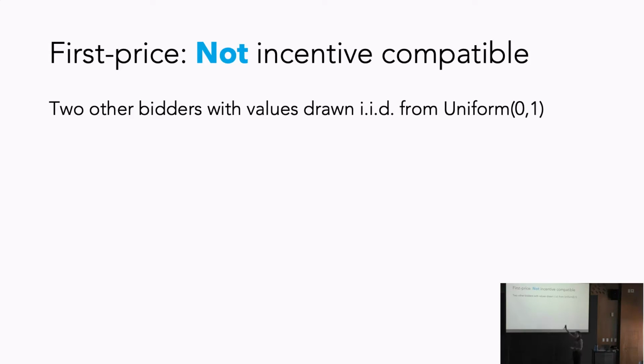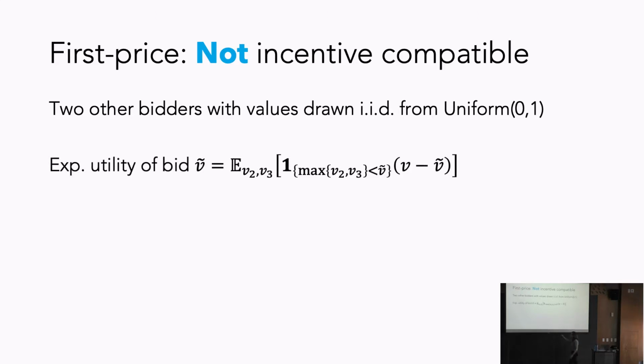So again, we're in this scenario where there are two other bidders whose values are drawn IID from the uniform distribution between 0 and 1. So the expected utility of a bid V tilde is going to be, in expectation over the other two bidders' bids, 1, if your bid is greater than their bids, times your value minus the price you paid, which is your own bid. And otherwise, if your bid was not higher than the other guys' bids, your utility is going to be 0.